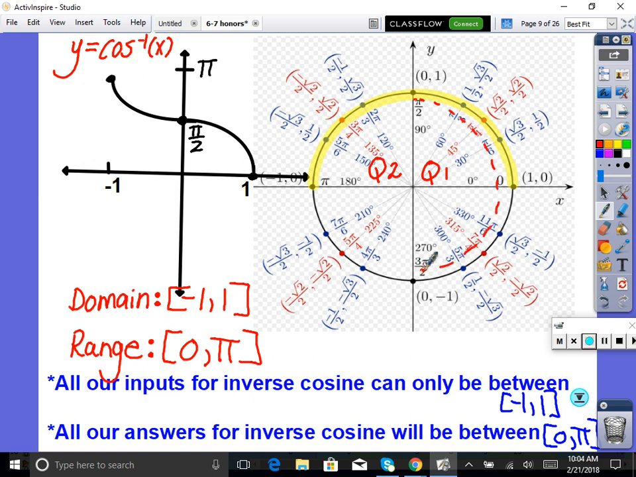But cosines are actually quadrant 1 and 2. The outputs are quadrant 1 and 2 because now our outputs are between 0 and pi. Now, I always have people ask me, so if you think back, I'm going to scroll back to sine real quick. So notice cosine is from 0 up to pi, correct?